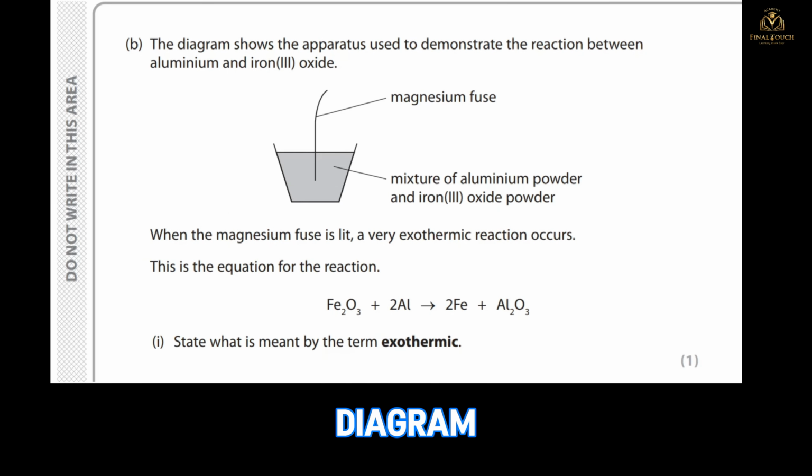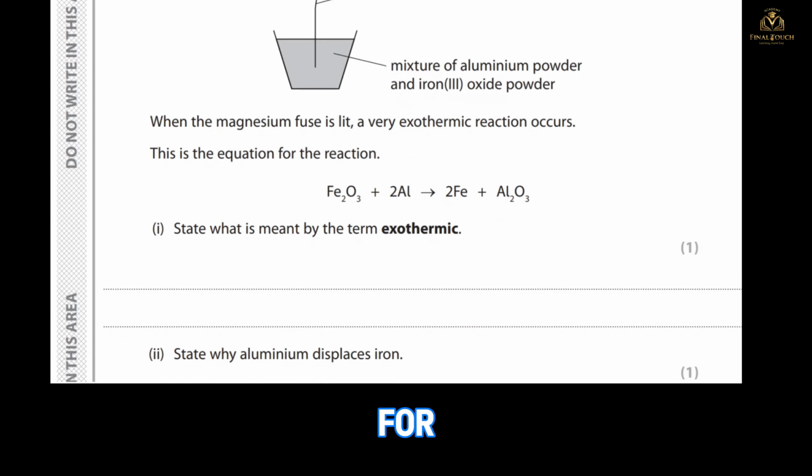Part B says the diagram shows the apparatus used to demonstrate the reaction between aluminium and iron 3 oxide. When the magnesium fuse is lit, a very exothermic reaction occurs. This is the equation for the reaction. State what is meant by the term exothermic.